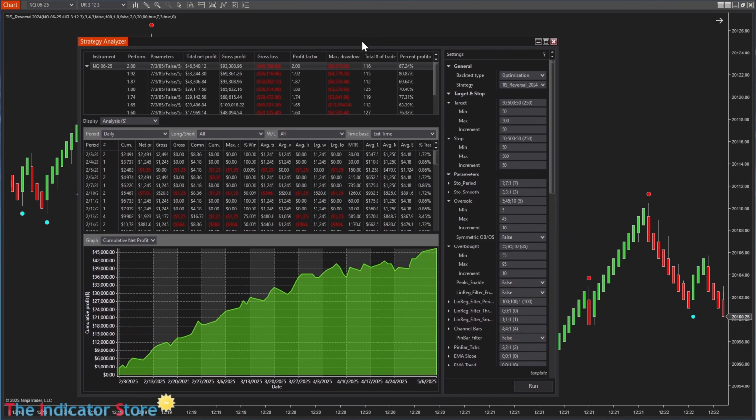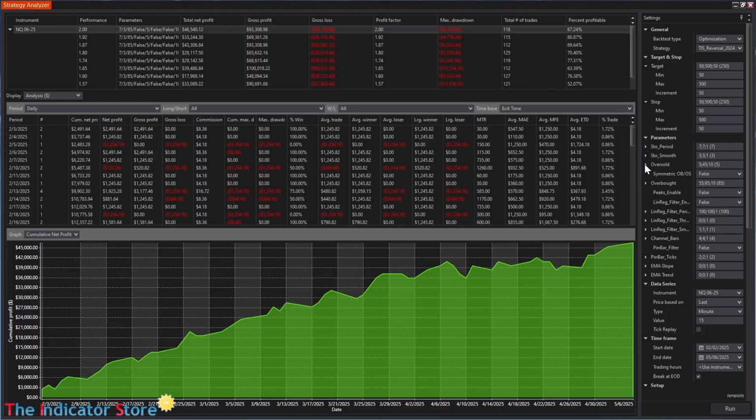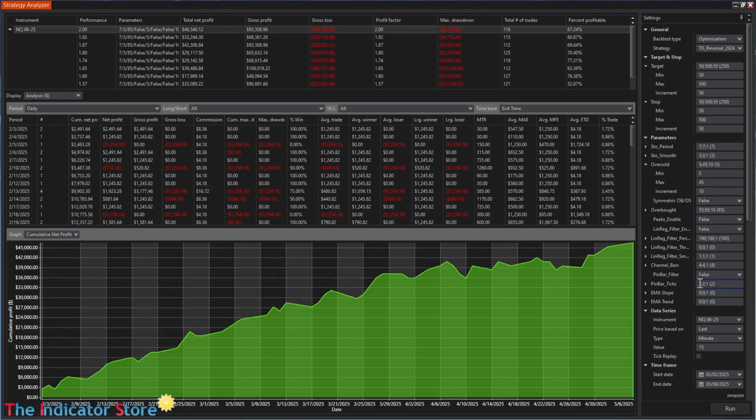Going back to the optimizer settings, this was just testing with all the filters off. Okay, everything is turned off. No pin bar, no EMA slope, no EMA trend. Just 15 minutes and a broad range of target and stop. In this case, it is 1-to-1, 250 versus 250.